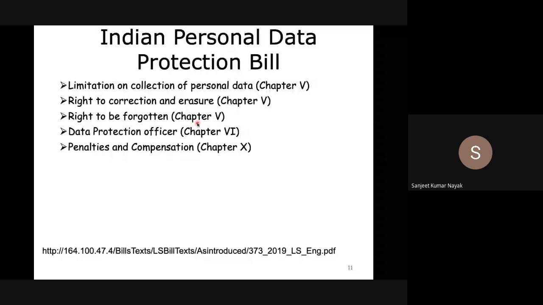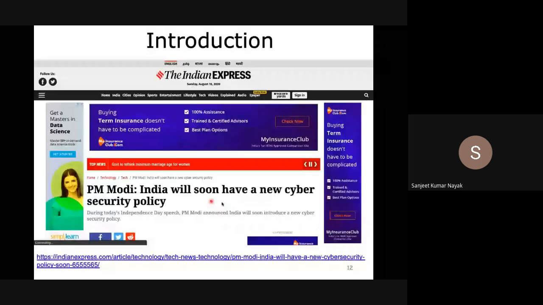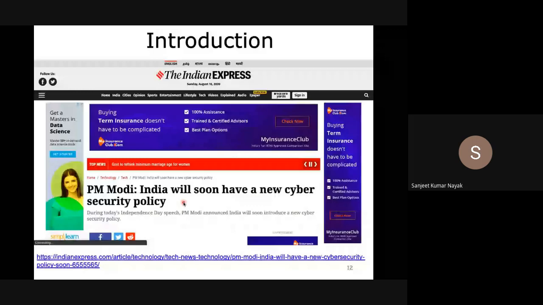So if you want to provide a service in our country, then you need to follow these rules. Similarly, the country is going to have a new cyber security policy. This was announced by our Honorable Prime Minister in an Independence Day speech. So cyber security is coming up as a boom, and nowadays in any industry, anywhere, you will see cyber security playing a role. This is very much essential.